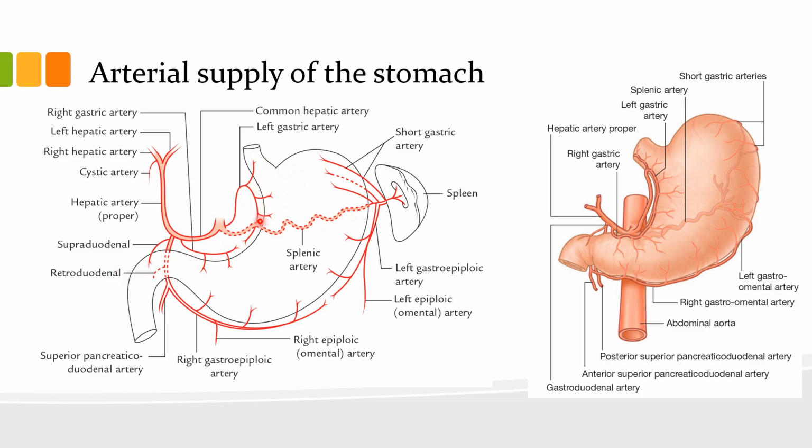So the left gastric artery supplies this left half and arises directly from the celiac trunk. The right gastric artery is a branch from the common hepatic artery. The right gastroepiploic or gastro-omental artery is the continuation of the gastroduodenal artery. The left gastroepiploic artery is a branch from the splenic artery. In some people there are additional arteries that arise from the splenic artery and supply mainly the fundus. These are called the short or posterior gastric arteries.